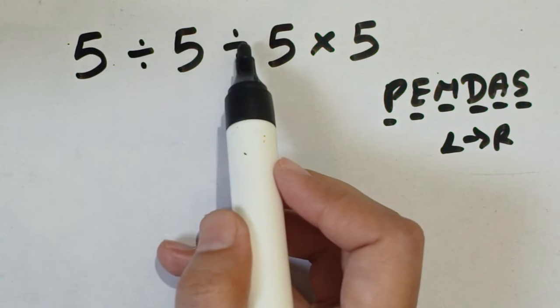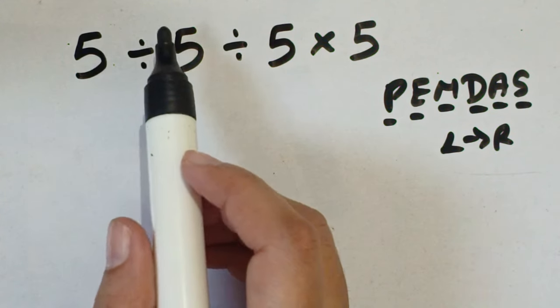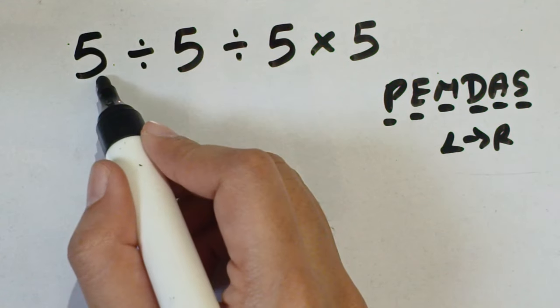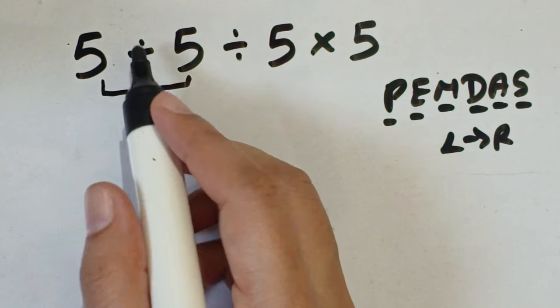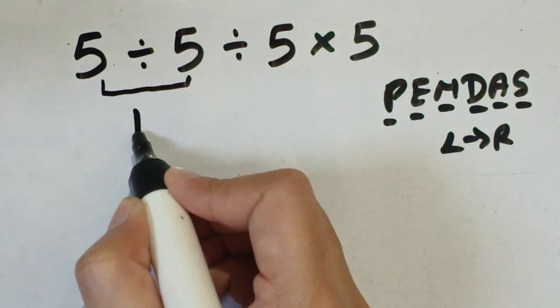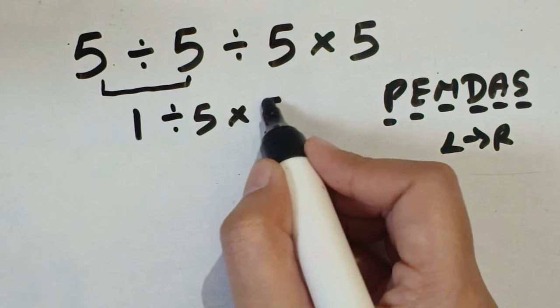Okay, here two divisions are there. If more than one division is there, then also you have to go from left to right. So first we'll solve this one. So let's solve this. 5 divided by 5, 1 divided by 5 into 5.